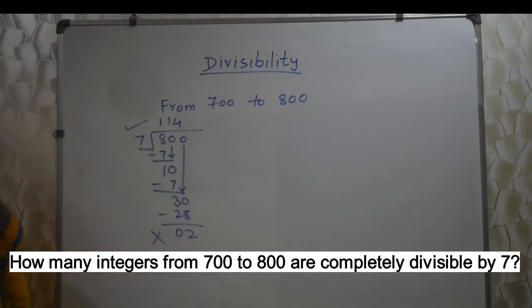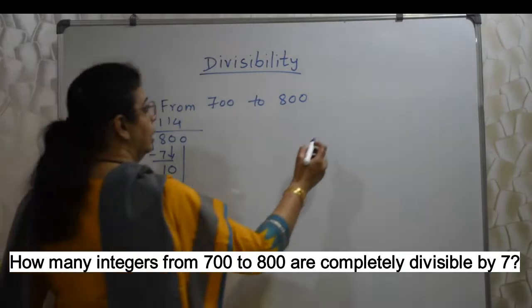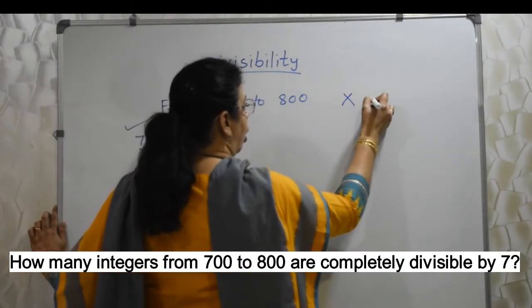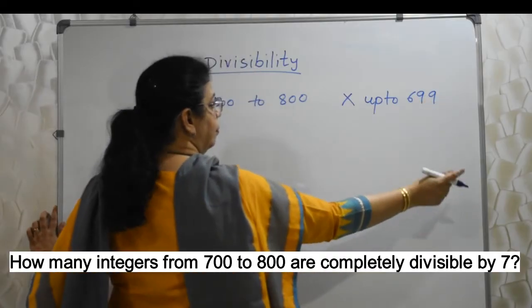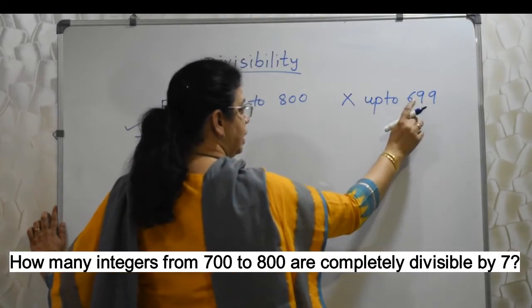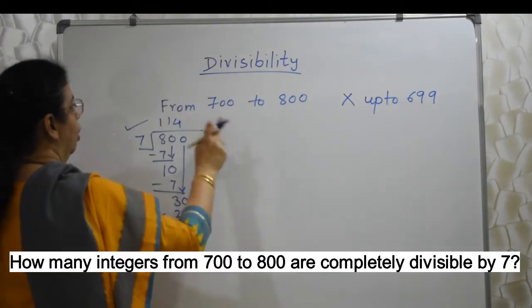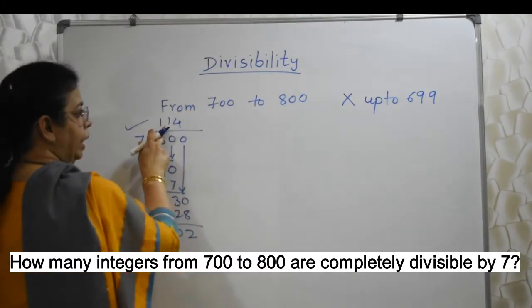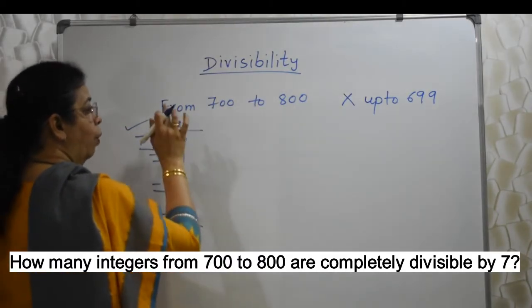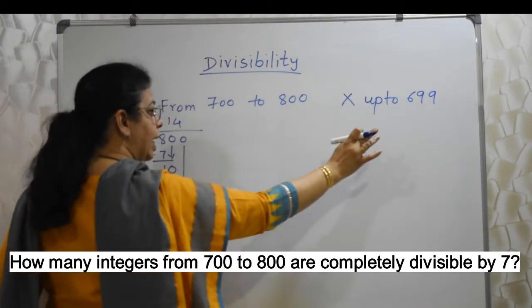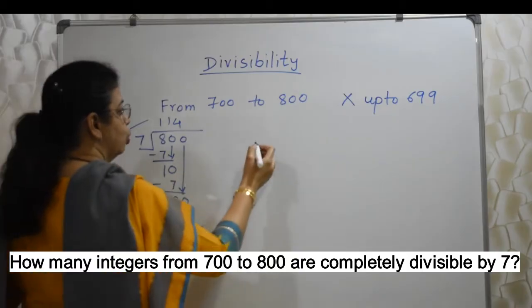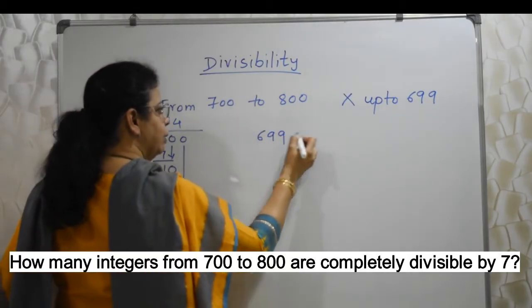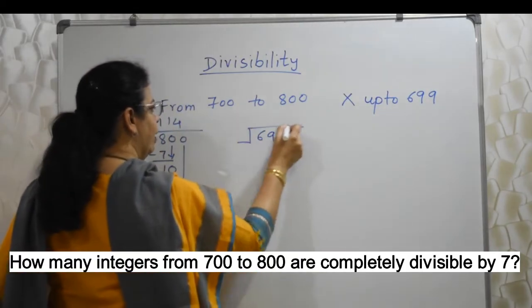But here they are asking from 700 to 800, which means they don't want multiples of 7 up to 699. We have found 1 to 800. Out of that, we need to subtract the multiples from 1 to 699. So how can we do that? Take the maximum number here, 699, divide it by 7.